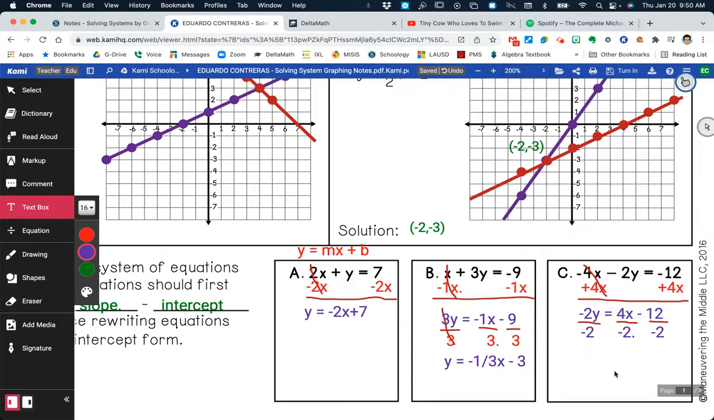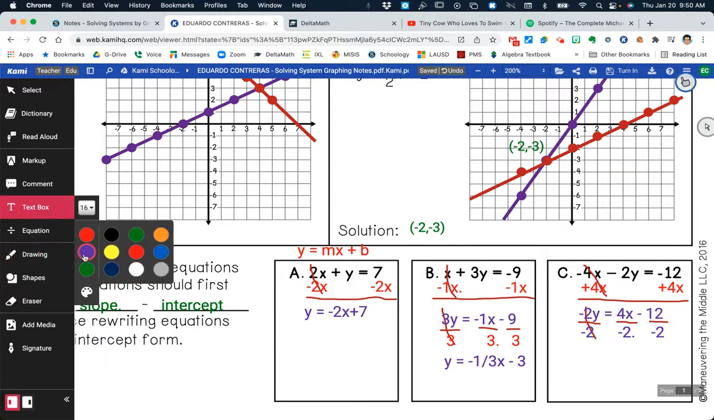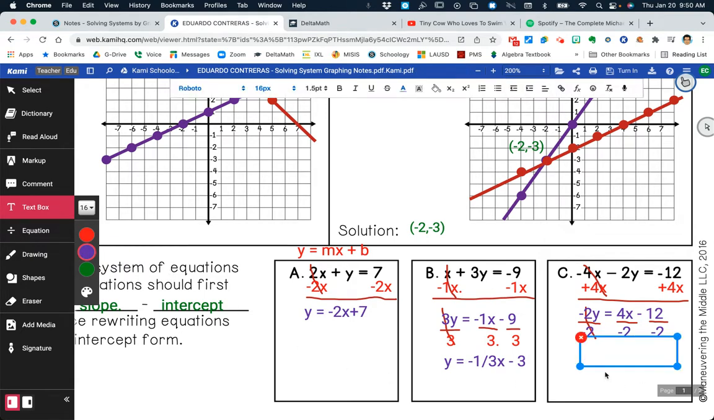All right, let's see what dividing by negative 2 does for us. First of all, it definitely cancels out the negative 2 here. So now, go back to the text tool. Let's see what I get. I get just y. Mission accomplished, I wanted to just get y. I have 4 divided by negative 2. That's going to be negative 2.